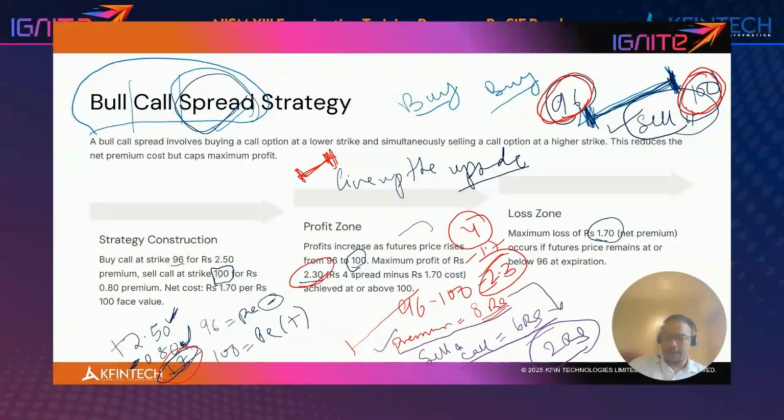So again, understand, whenever you're given a strategy, break the words. Bull call: bull means bullish, call means buy, and spread means there will be a buy and a sell in the same series at a lower and a higher price.